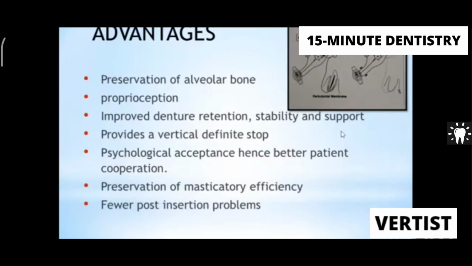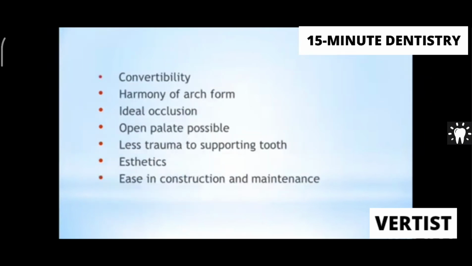Improved denture retention, stability and support, because you are giving the overdenture with different kinds of attachments, sometimes without attachments also, but it can always improve the retention, stability and support. It can provide a vertical definitive stop, and psychological acceptance, because the patient feels that there are a few teeth in their mouth. So they always have the psychological benefit of having teeth in their mouth. And preservation of masticatory efficiency, because again the teeth are there, proprioception is there, the patient will have the sensitivity of touch and pressure, right? And there will be less post-insertion problems.